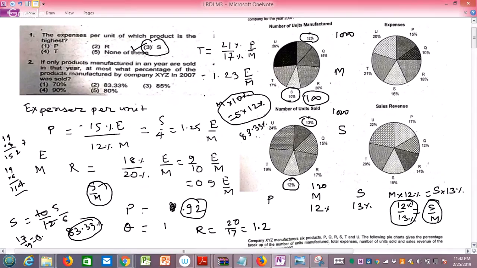For other products we are getting a higher number, either 100%, 90%, 92%. But this is making us say that at most 83.33% can be sold only, not more than this. So only S decides the main thing, how much will be sold finally. So we move to the next question.